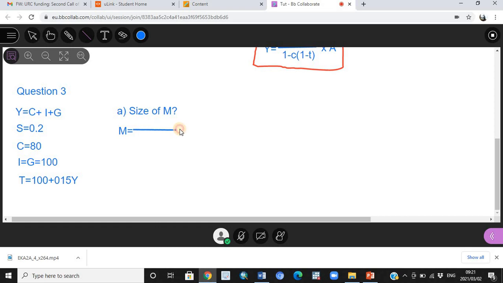I'm just going to write the division line. 1 over 1 minus C, 1 minus T. I close the bracket. That means our M is going to be equal to, I'm going to write the division line.